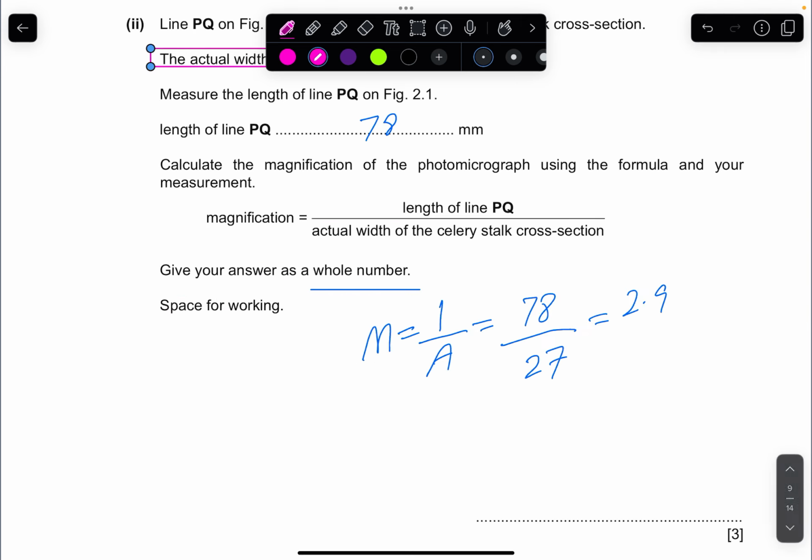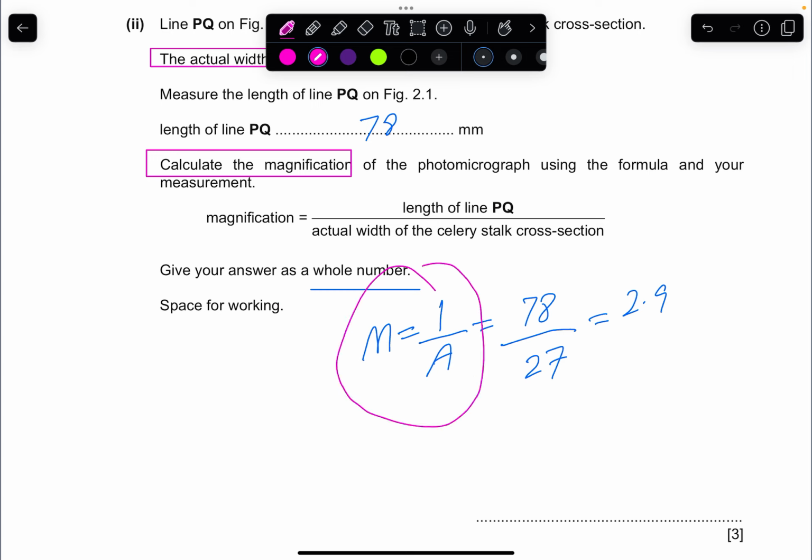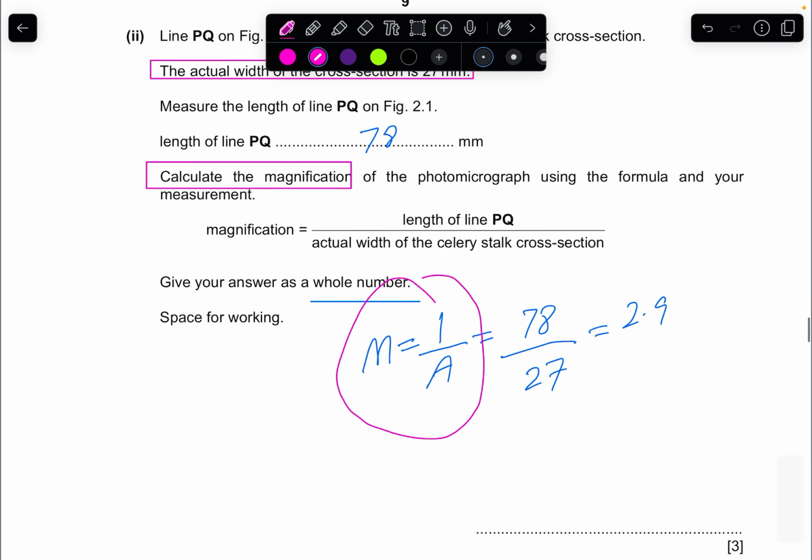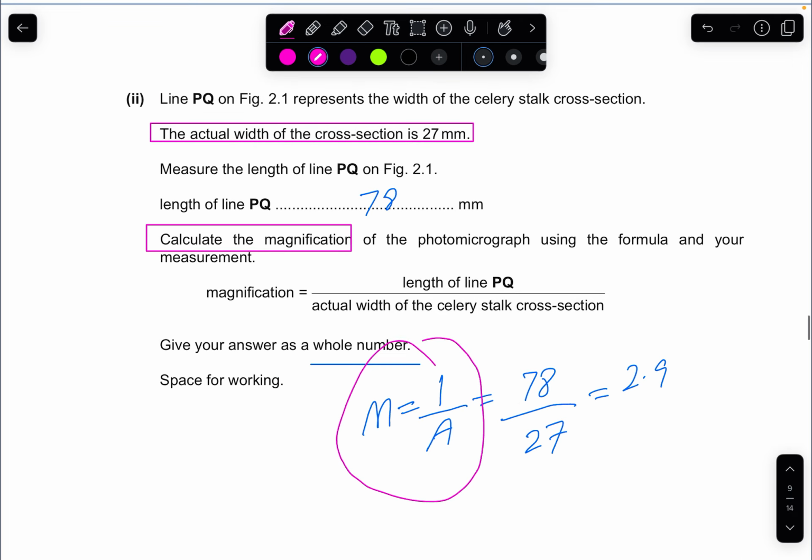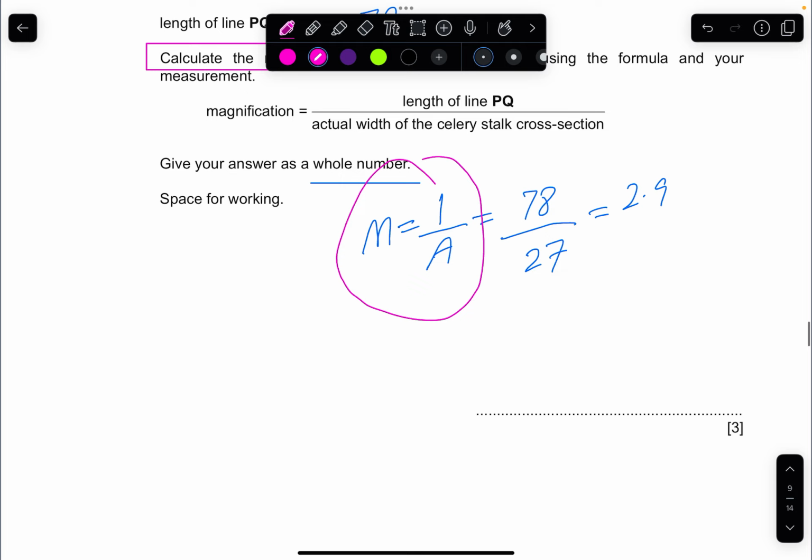And the next question they ask you is to calculate the magnification. So the magnification M formula is the length of the image over the actual length. So there is 78 over 27, so that is 2.9. And because they ask to give your answer as a whole number, we must write 3 as our whole number.